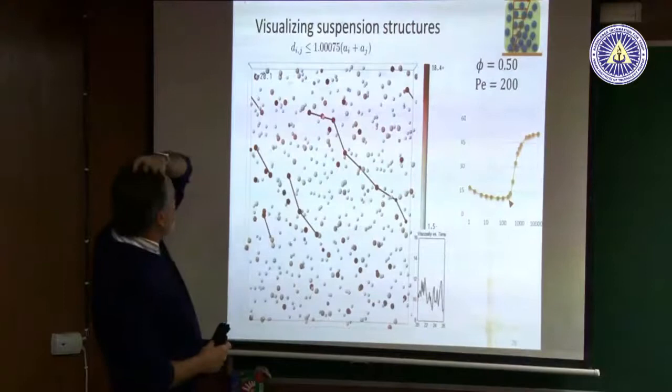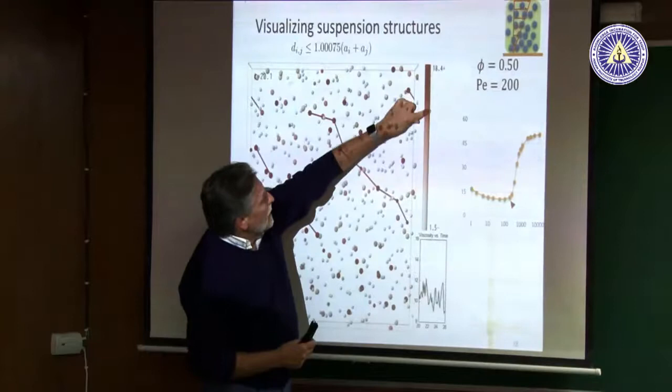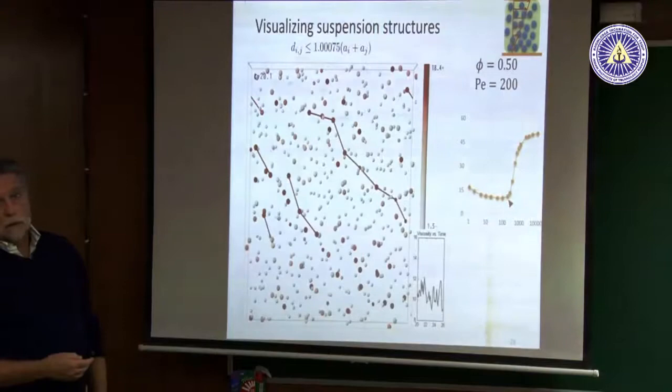We said particles are connected by a line if their separation distance is less than the sum of the radii, pretty close together. And this gives you the intensity, the amplitude of how much that connection is. And this is using the hydrodynamic mechanism for the tangential.